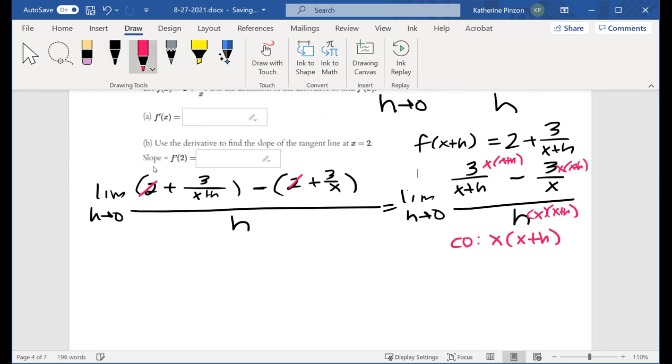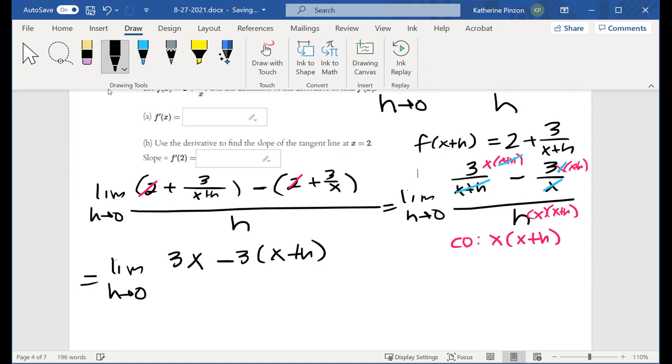Okay, in this first term, the x plus h's cancel. In the second term, the x's cancel. So I'm left with limit as h goes to 0. In this one, I have 3x. In this one, I have minus 3 times x plus h, divided by h times x plus h.